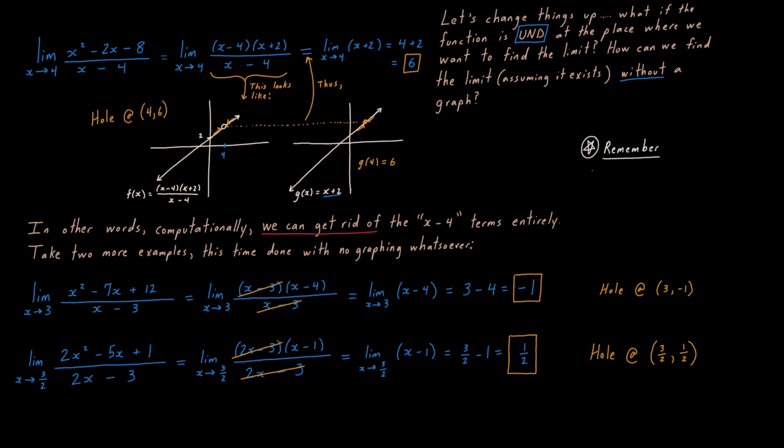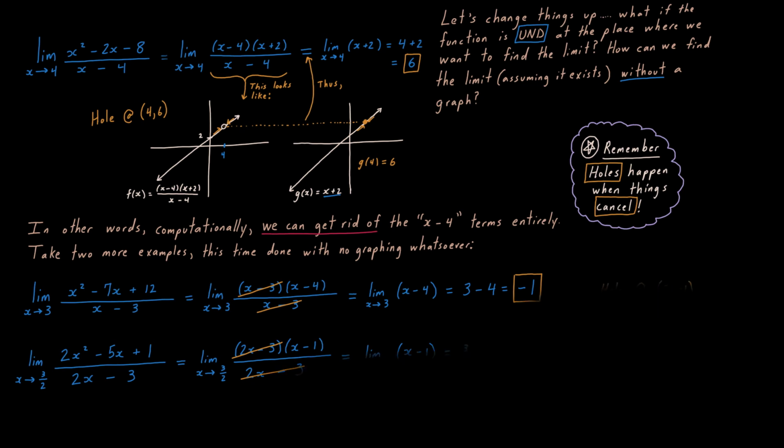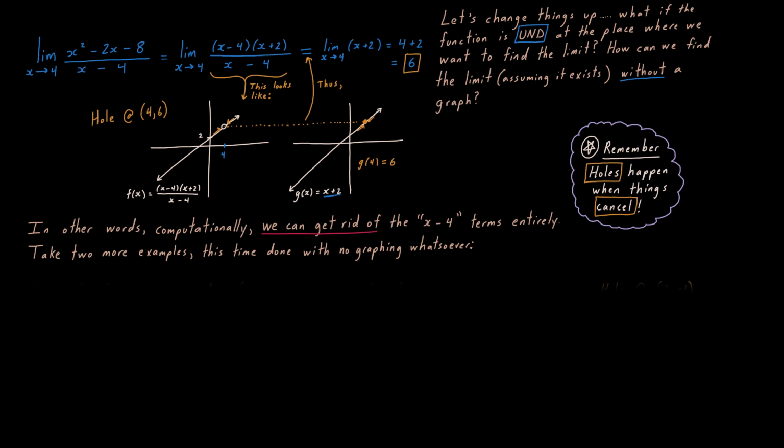By the way, guys, remember, any time stuff cancels, variables cancel, holes will happen. That's what I'm boxing here in purple. Holes happen when things cancel. Holes do not have to happen only with lines. As you know from foundations, they can happen with virtually any shape. All that's required is a variable in the top to cancel with a similar variable in the bottom.